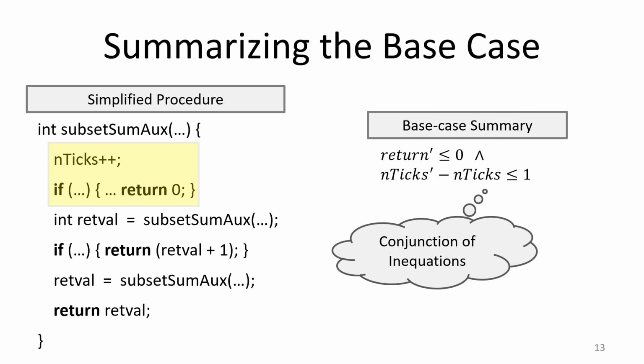In this case, a primed variable occurrence, such as n_ticks prime, represents the value of that variable in the poststate, and an unprimed occurrence, such as n_ticks, indicates the value of that variable in the prestate. So, this summary says that in the base case, the return value is at most 0, and the variable n_ticks increases by at most 1.